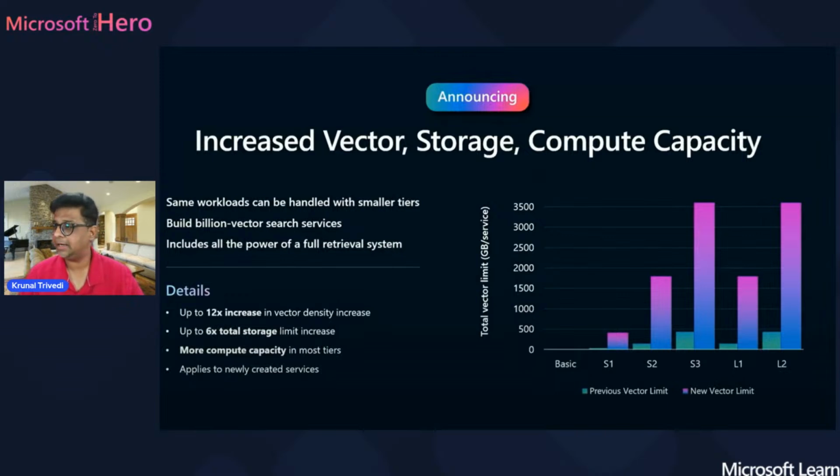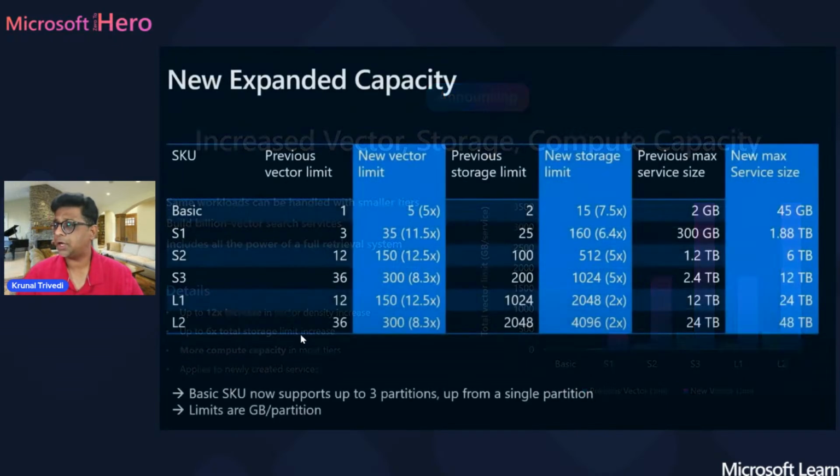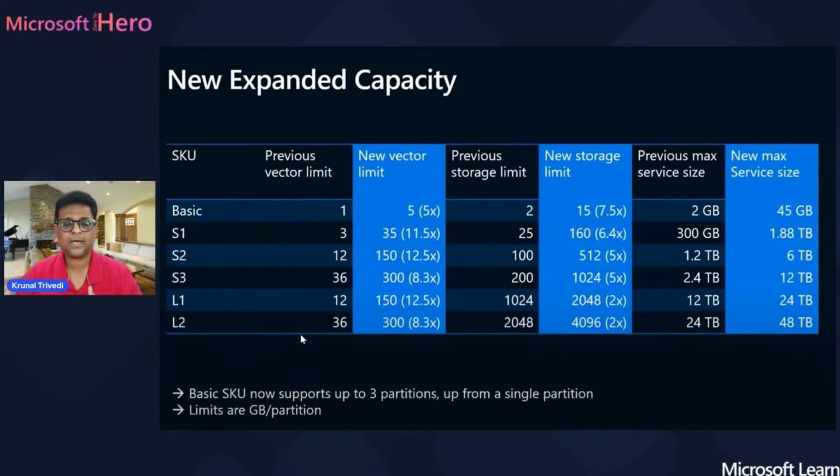If you try to understand this new capacity, look at the first SKU. In the basic SKU, previously we had a 1 GB per partition limit, which is now 5 GB per partition. The previous storage limit was 2 GB per partition, which is now 15 GB per partition, and the previous maximum service size was 2 GB, which is now 45 GB.